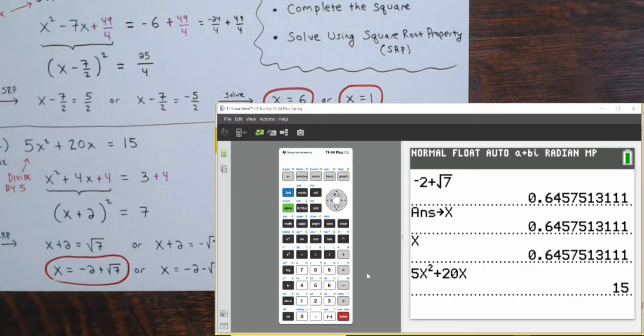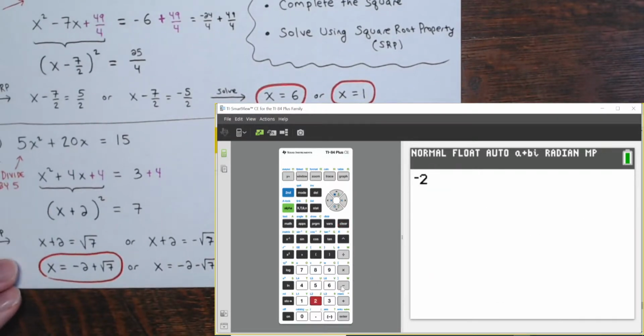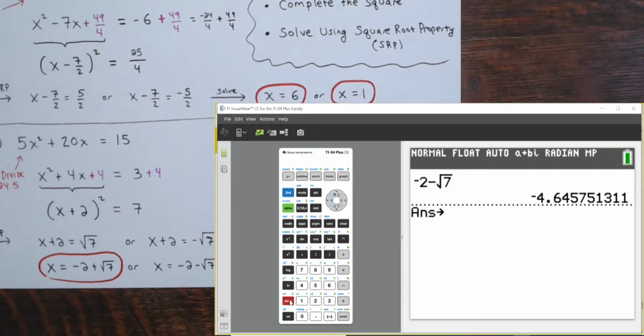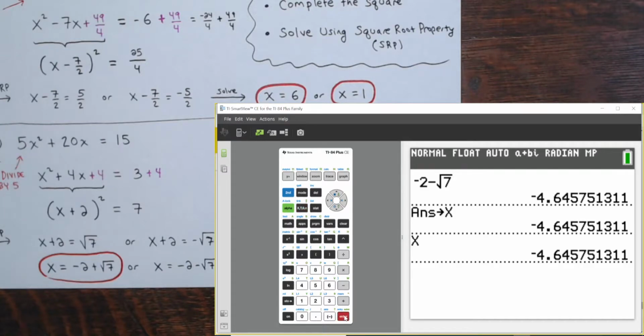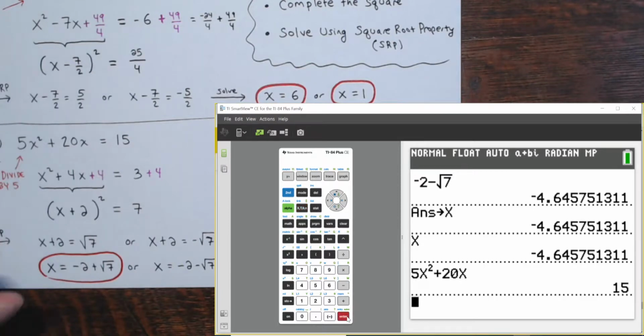And then I'll do the same thing with negative 2 minus the square root of 7. So let's clear this, and let me take negative 2 minus the square root of 7. And it's this number, negative 4.6 something. I'm going to store this, hit the store button as x. So now every time I hit the x button, it represents that number. And then I'm just going to enter the left side of the equation, wherever there's an x. 5 times x squared plus 20 times x. And again, x here represents negative 2 minus the square root of 7, and hopefully I get 15 again, and I do. So both of these work.